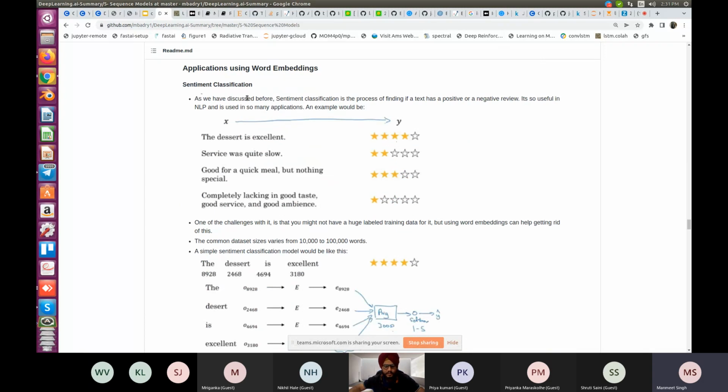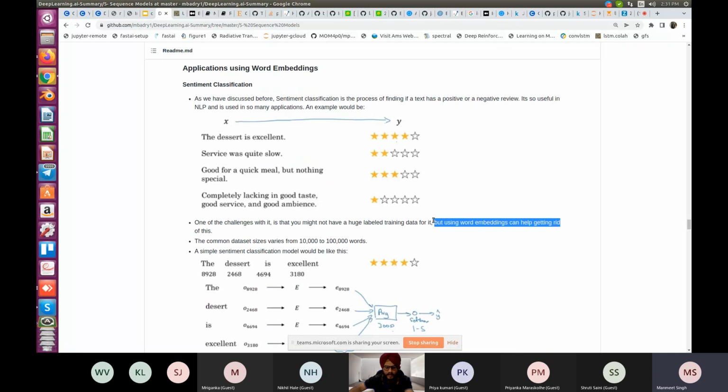There are various applications. The first is sentiment classification, and as we have discussed, the X is our sentences, and the Y are our ratings. One of the challenges is that you might not have a huge labeled data set for it, but using word embeddings can help get rid of this. You have basically trained your word embeddings on lots of data. So if your present application doesn't have a lot of training or labeled data, you don't have to worry, because your word embeddings can handle your problem.